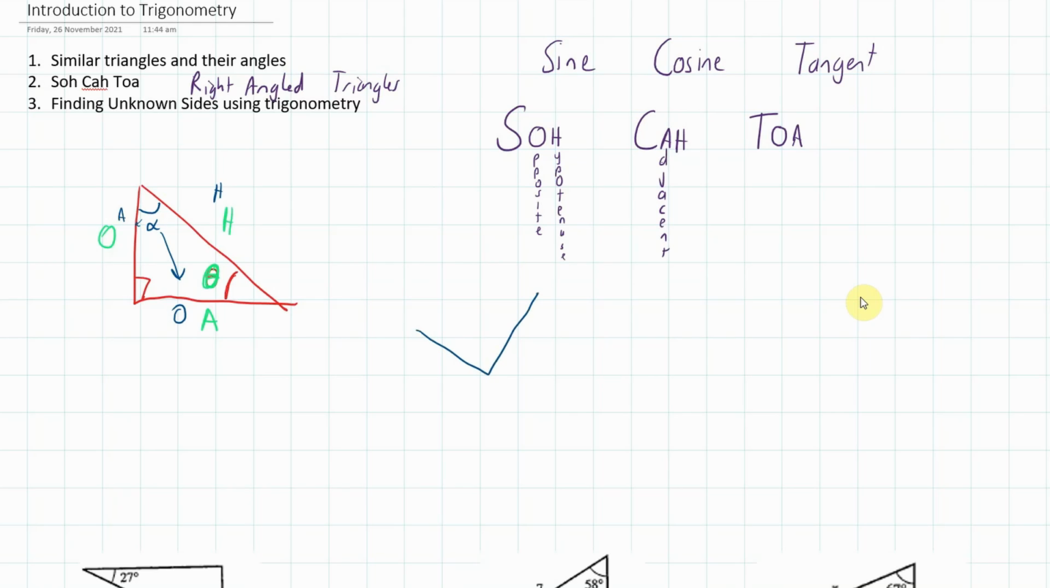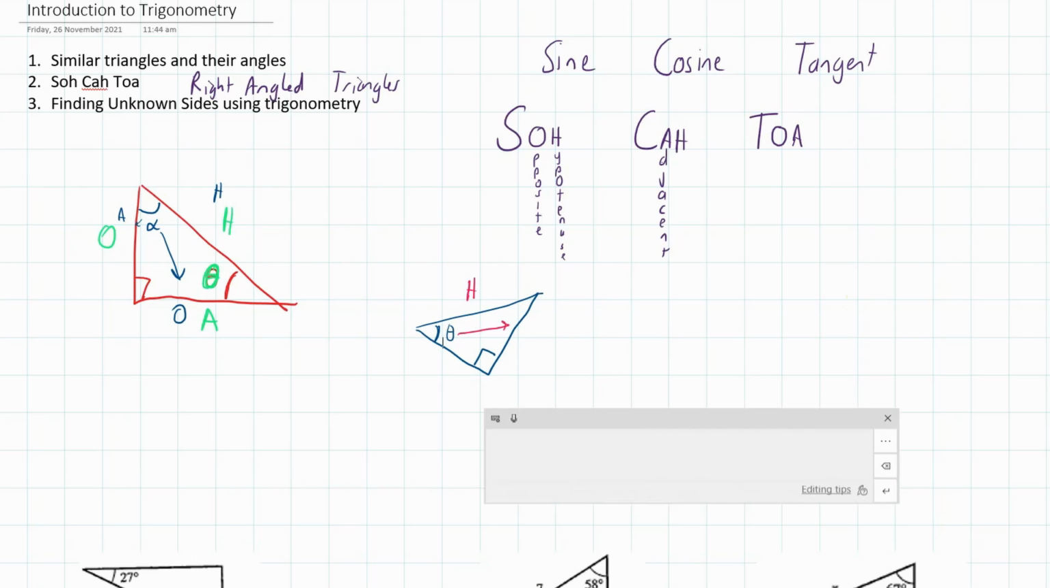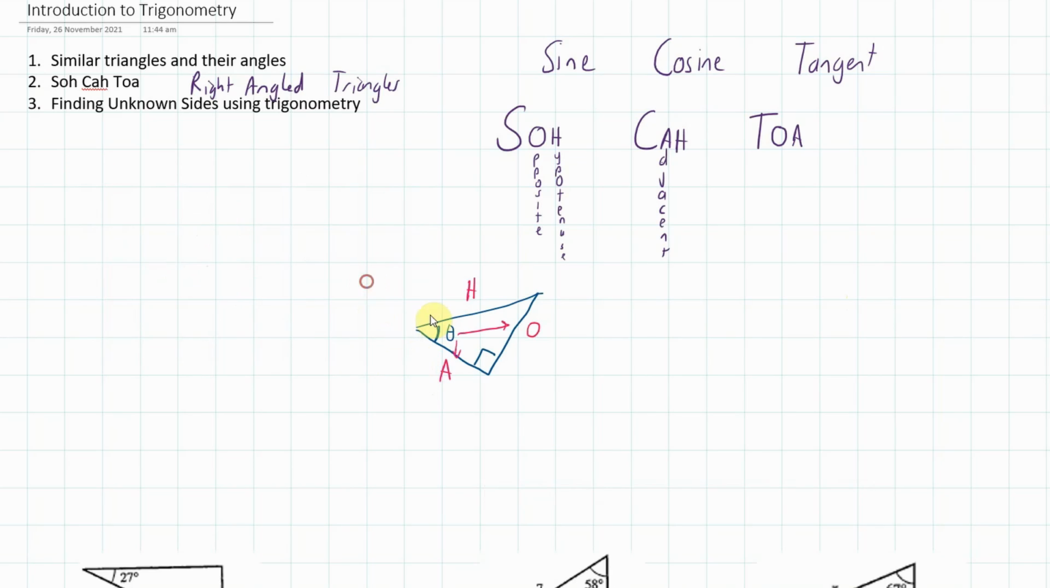Okay, here's my triangle. Here's my right angle. And this is theta. So, where is my hypotenuse? See if you can think where that would be. It's going to be here. This is hypotenuse. What is the opposite to that theta? Well, go across here. That's my opposite. And the adjacent would be the next door to. So this is my adjacent here. Okay. So being able to label the triangles is quite an important skill.